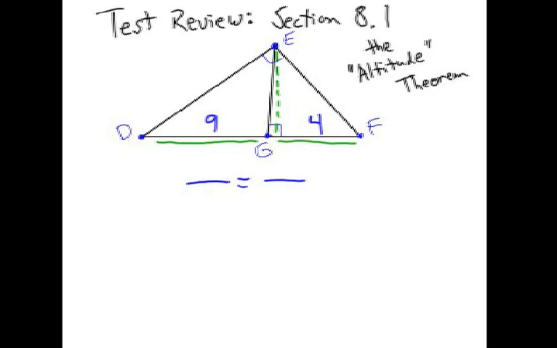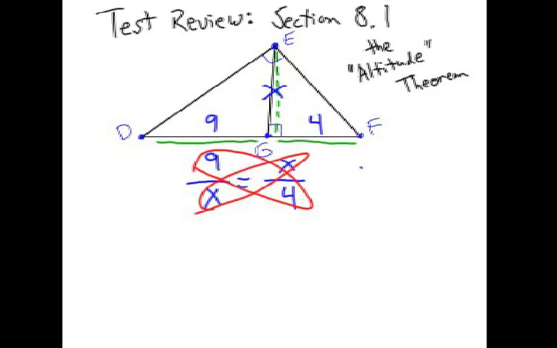So this is what our proportion is going to look like. If I assign the value of x to the unknown altitude, the x is going to go lower left, upper right. And the 9 and the 4 will fill out the rest of the proportion. Now we're going to cross multiply and solve. x times x and 9 times 4. x times x is x squared. 9 times 4 is 36.